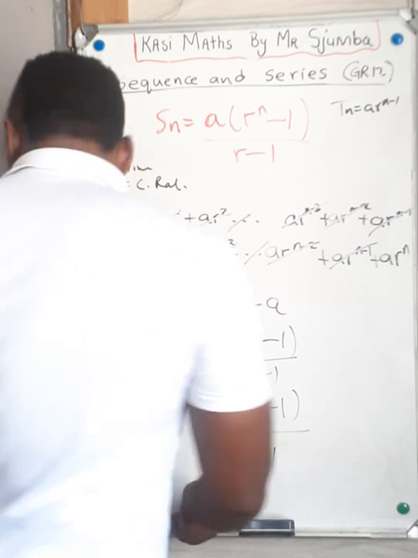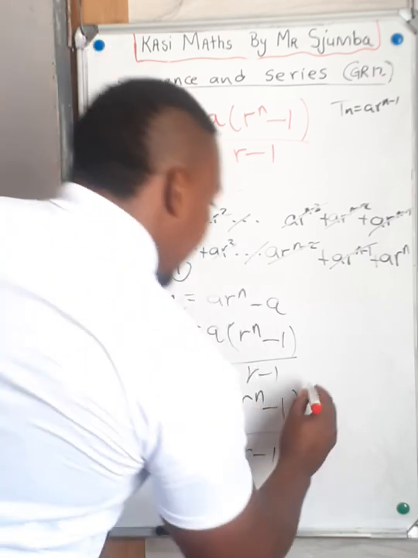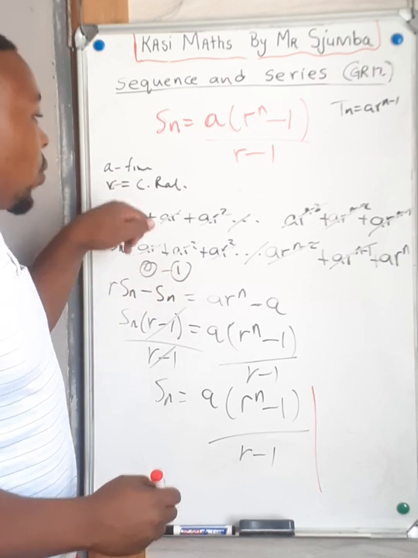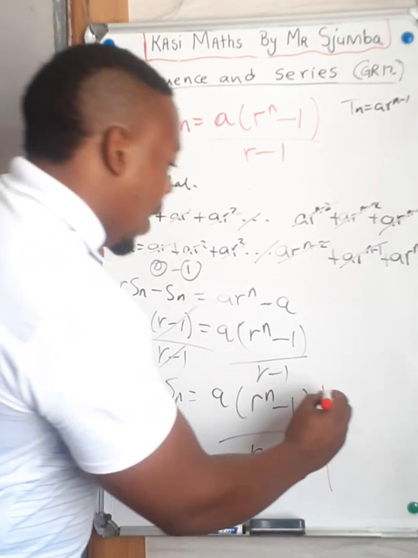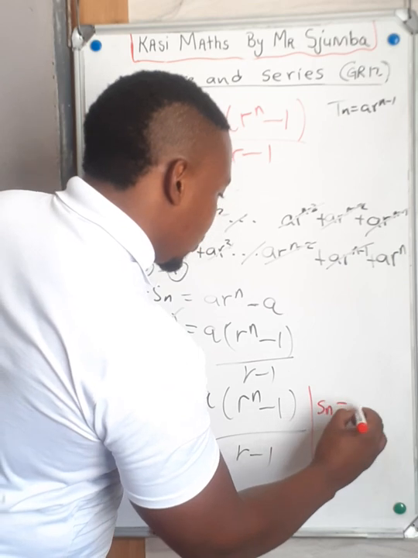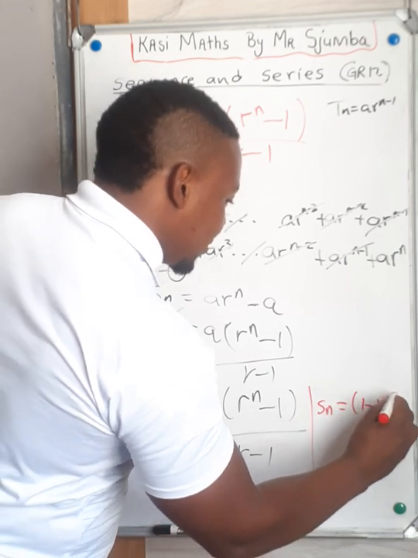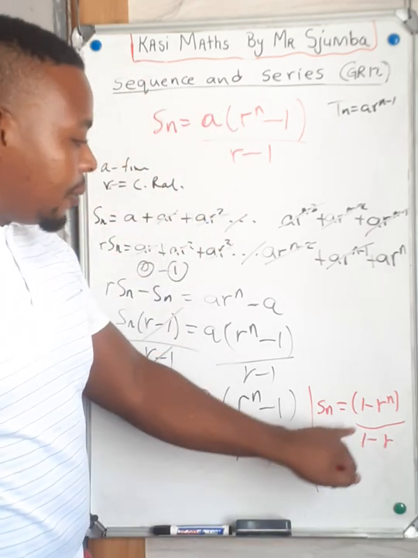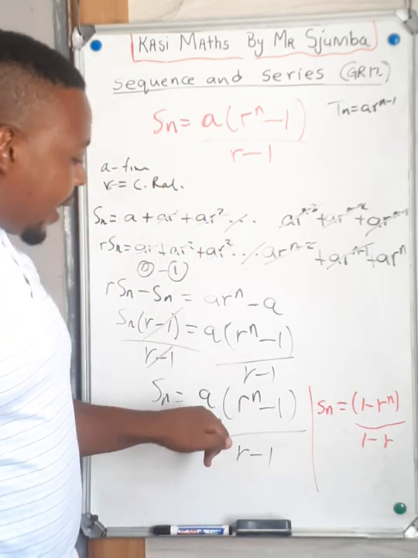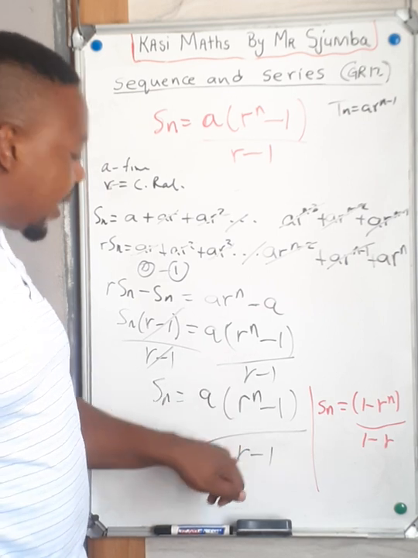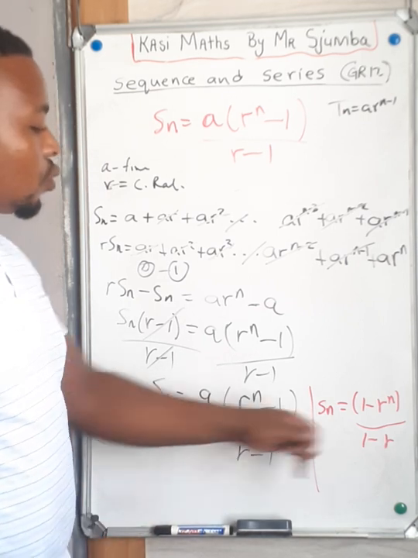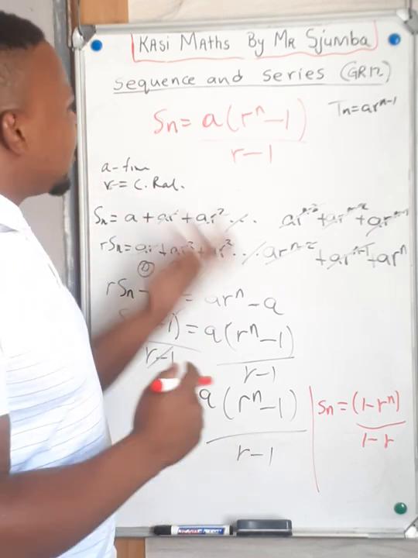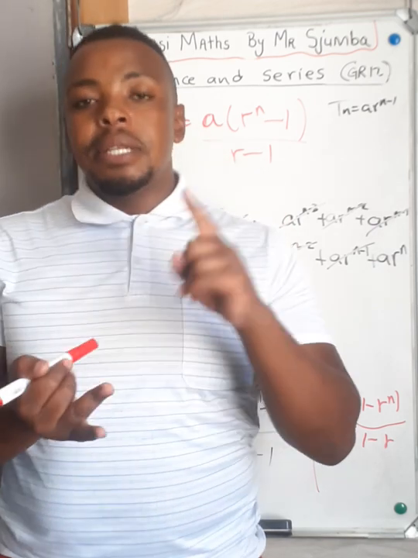If you decided to say equation 1 minus equation 2, your answer is Sn equals A times 1 minus R raised to n, divided by 1 minus R. Either way, it's 1 minus R or R minus 1, both are fine. So this is how you prove the arithmetic and geometric sum formulas.